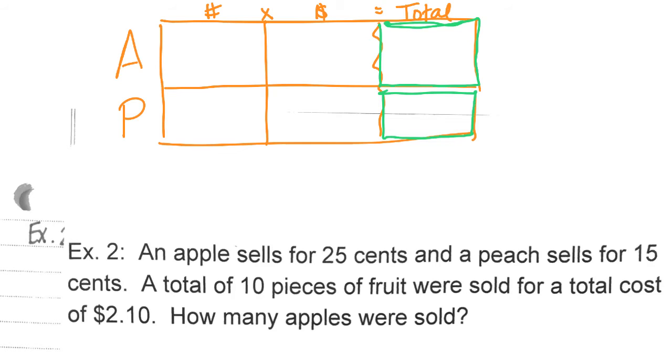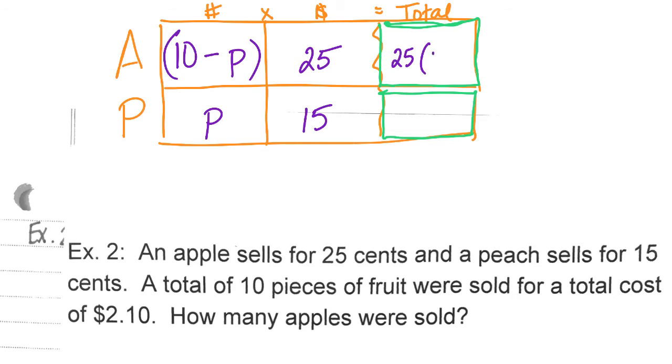So let's talk. I know an apple sells for 25 cents, so I'm going to put that under dollars. Notice I also dropped the decimals. If you drop the decimals there, you have to drop them everywhere. A peach sells for 15 cents. Well, together, there were 10 pieces of fruit. So if there was one peach, you would just take 10 and subtract the one peach. So I'm going to call peach P for peaches, and we're just going to take 10 and subtract it. All right, so let's multiply across. Remember, I'm going to group this together.